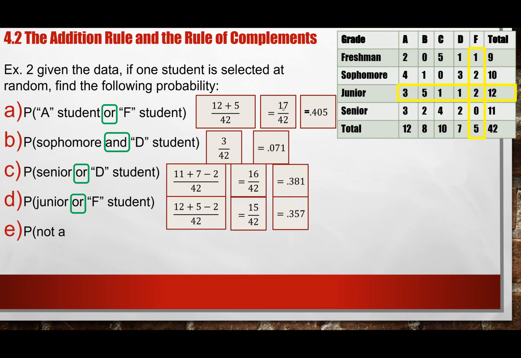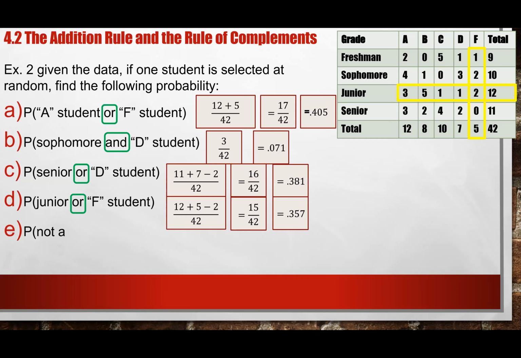Yes, Mr. Chang, I have a question, sir. Whenever given problems like this, will the data always be presented in this manner, in a table? I wish. No, there is some on ConnectMath. There is some data put in this manner.